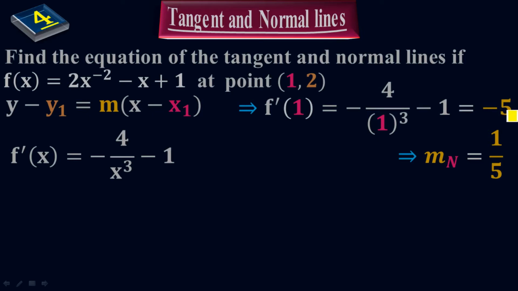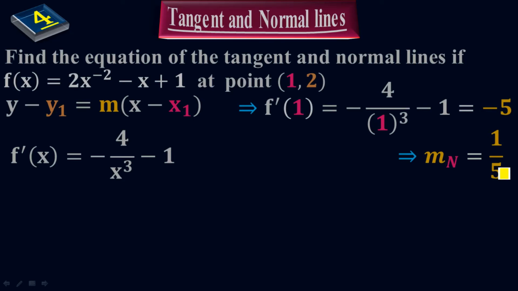I took its reciprocal, which is 1 over 5, with the opposite sign. If it is negative, I'm going to put positive 1 over 5. If it is positive, I will put negative 1 over 5. I got the slope of the tangent line, which is negative 5, and I got the slope of the normal line, which is 1 over 5.